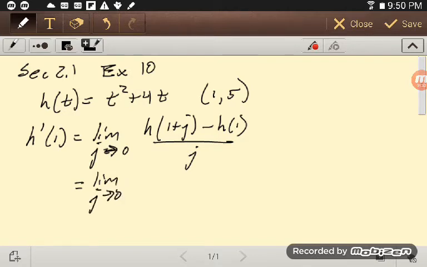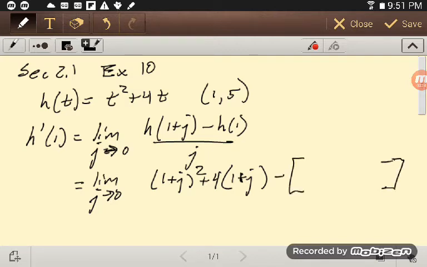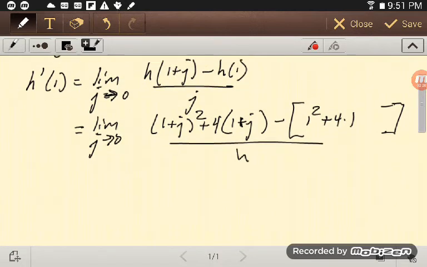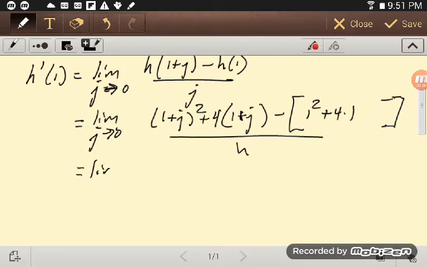Now, again, be very careful about plugging things in. So when I look at h, I have something squared. Oh, that's 1 plus j. And I have 4 times something, so plus 4 times (1 plus j). And then minus, and again, be real careful about that, h of 1, that is 1 squared plus 4 times 1, and all over j. So this is the limit as j goes to 0.